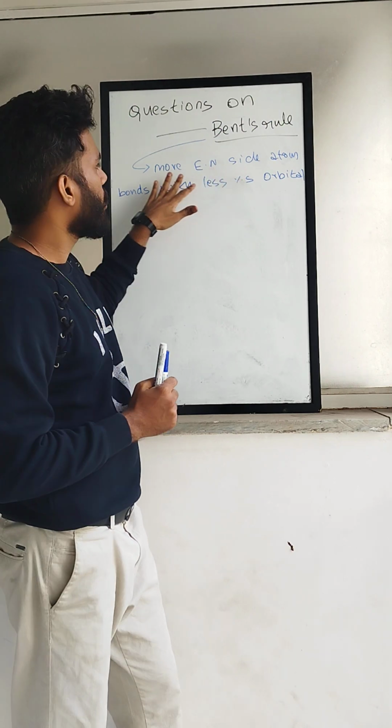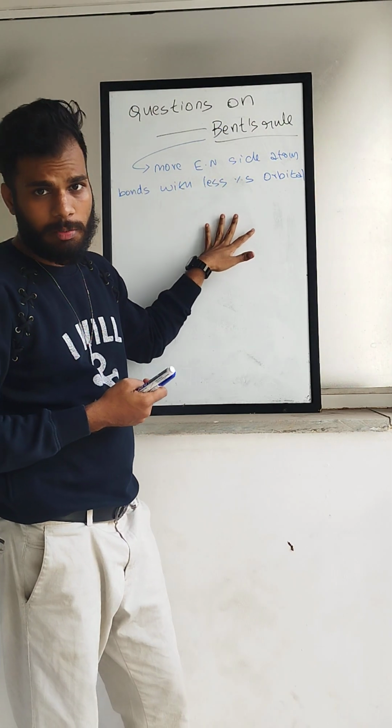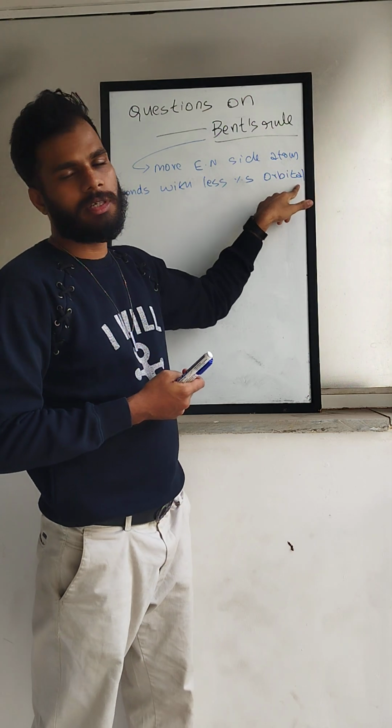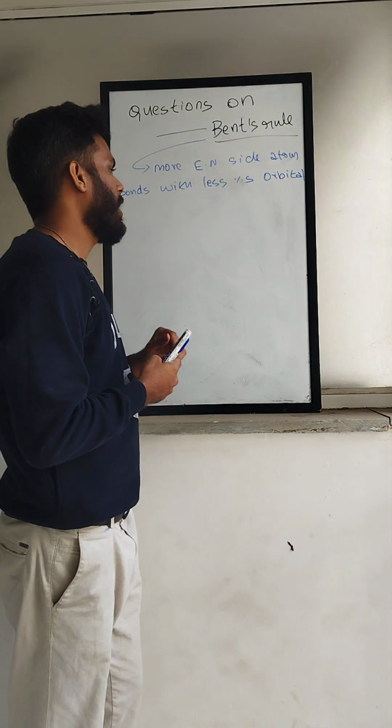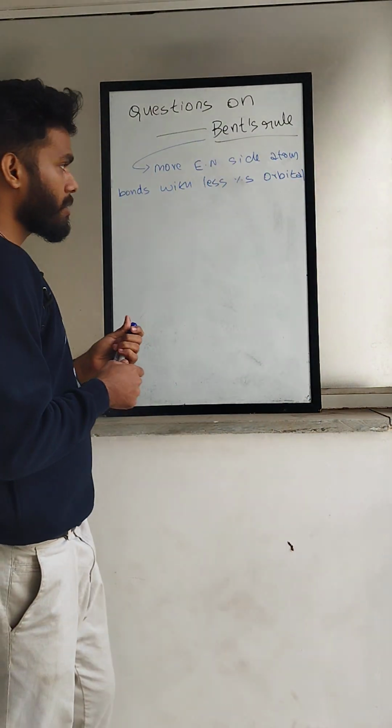Why? Because the more electronegative atom will take the easier, more comfortable orbitals to bond, which will have less percentage s character, because that will have less electronegativity. Anyway, we are not going into the explanation of what Bent's rule is. So let's see some questions.